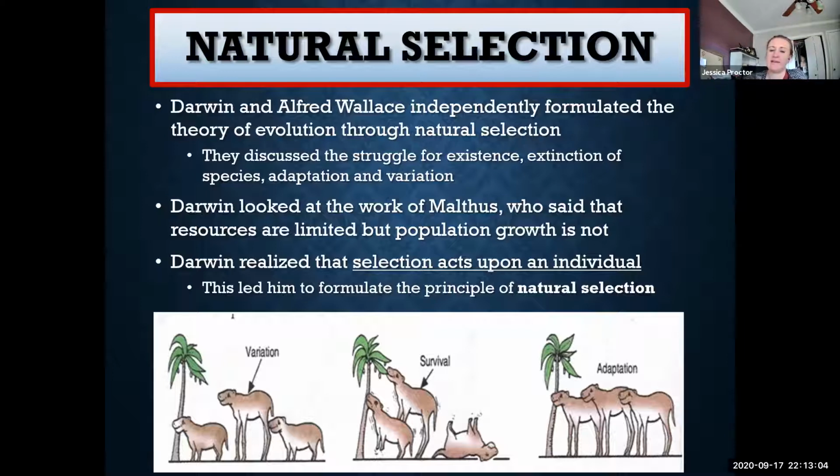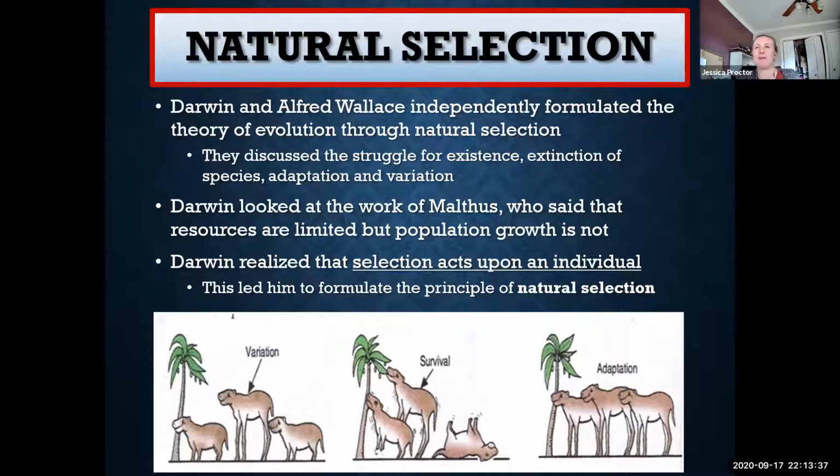Once a species has exceeded the carrying capacity, that's when natural selection really comes into play. Darwin looked at the work of Malthus, who said that resources are limited, but population growth is not. So essentially, a population size will continue to grow even though resources within that given habitat are limited. So exceeding the carrying capacity means when the population size has become so large that they can no longer fully feed and support all the organisms within it.